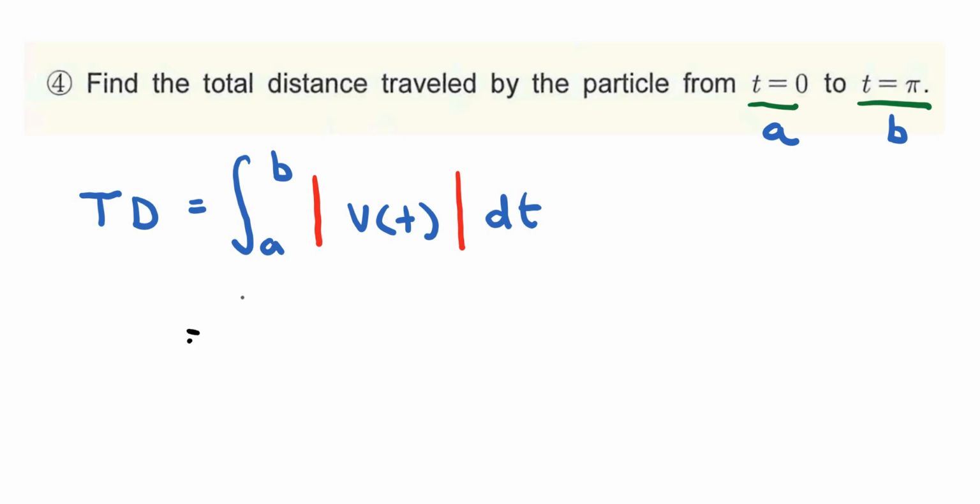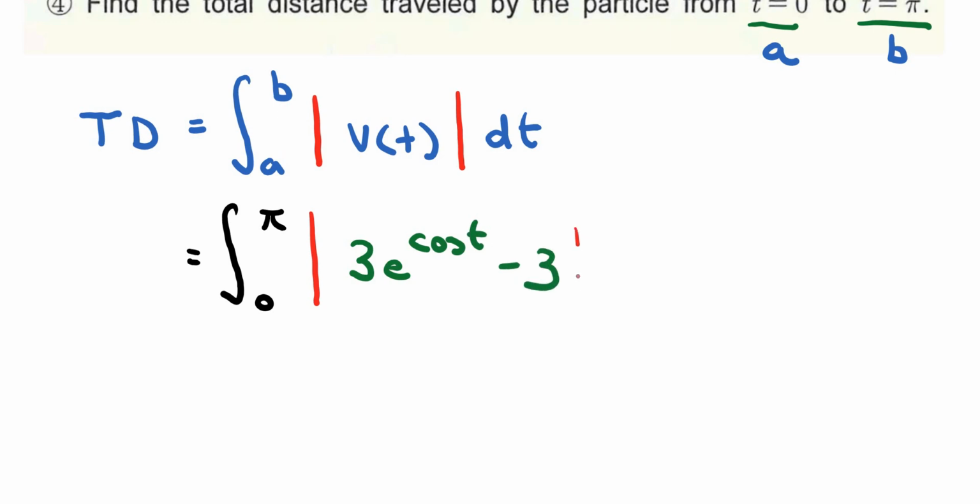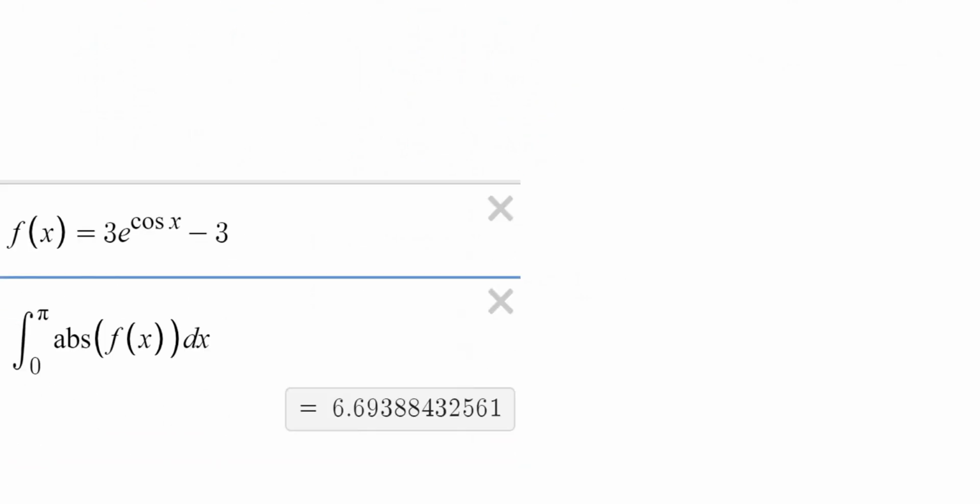And if we're going to input the numbers into this new formula here, this is going from 0 to pi. And then you have your absolute value function, and your velocity function is 3e to the cos t minus 3. And then I'll close that off. And then we're integrating with respect to t, so I need a dt here. Okay, so you would plug that into your formula, and you would get 6.694. Okay, and there you go.